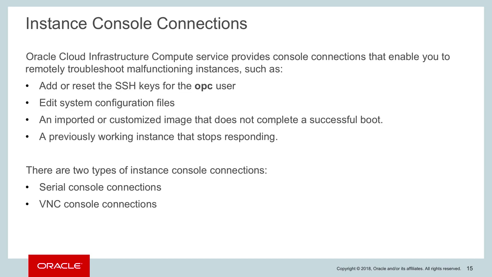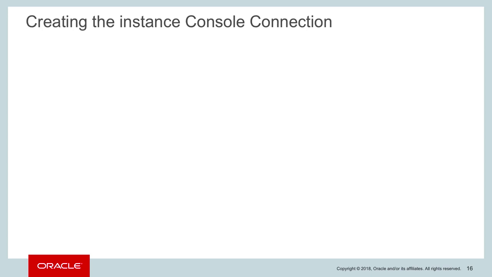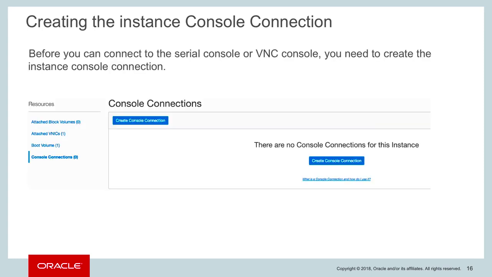So there are two types of instance connections available in OCI: serial console connection and VNC console connections. So you'll be able to access in two ways here. So how do you create that instance connection, right? Before you actually access, you have to go to the instance itself. And then on the resources portion of instances, there is a create console connection button. So you can just click create console connection.